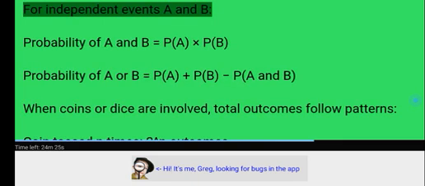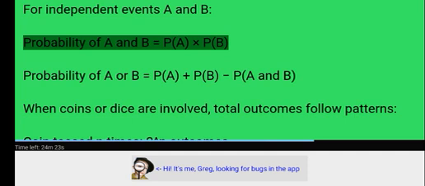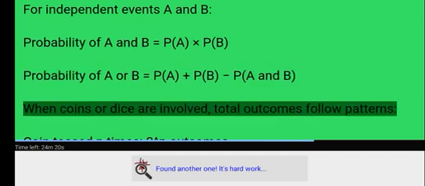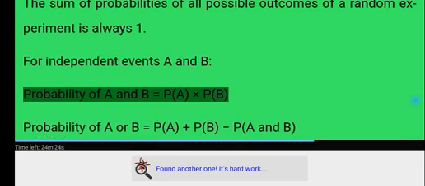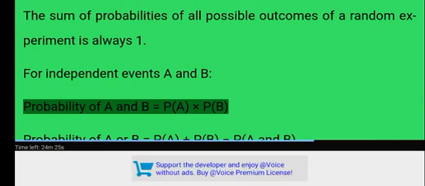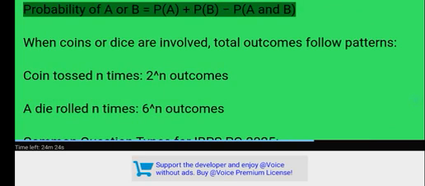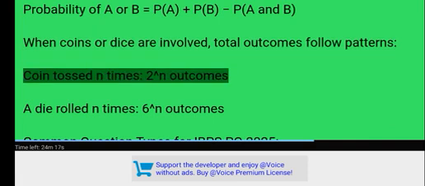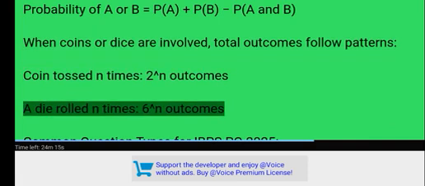For independent events A and B, probability of A and B equals P(A) times P(B). Probability of A or B equals P(A) plus P(B) minus P(A and B). When coins or dice are involved, total outcomes follow patterns. Coin tossed n times, 2 to the power n outcomes. A die rolled n times, 6 to the power n outcomes.